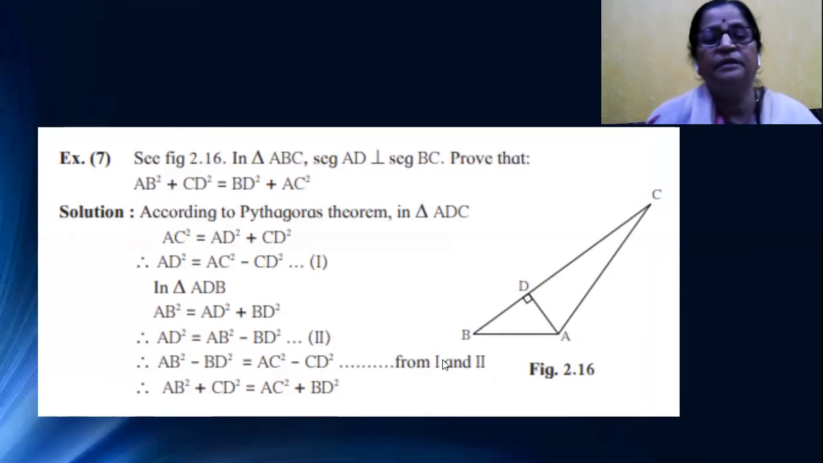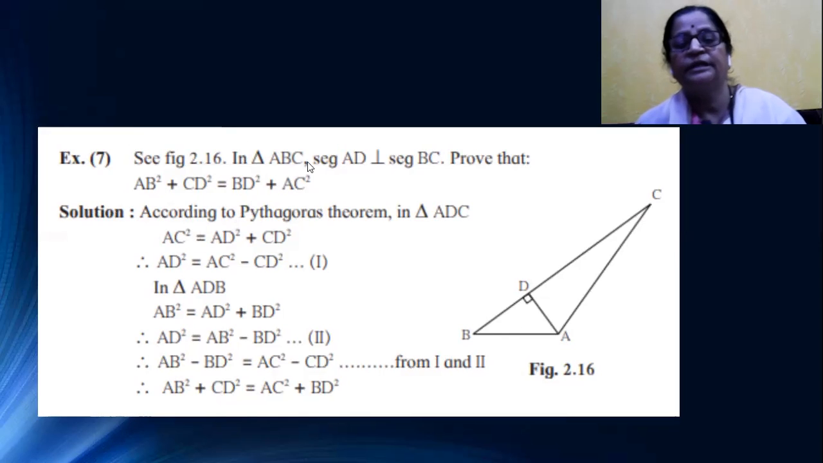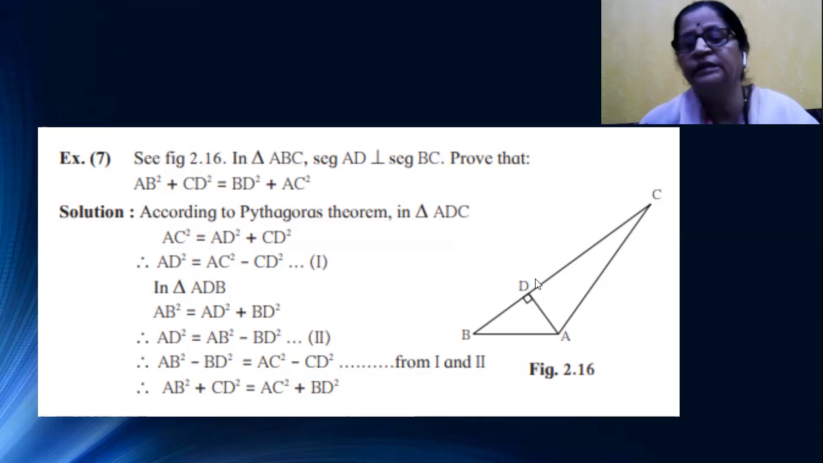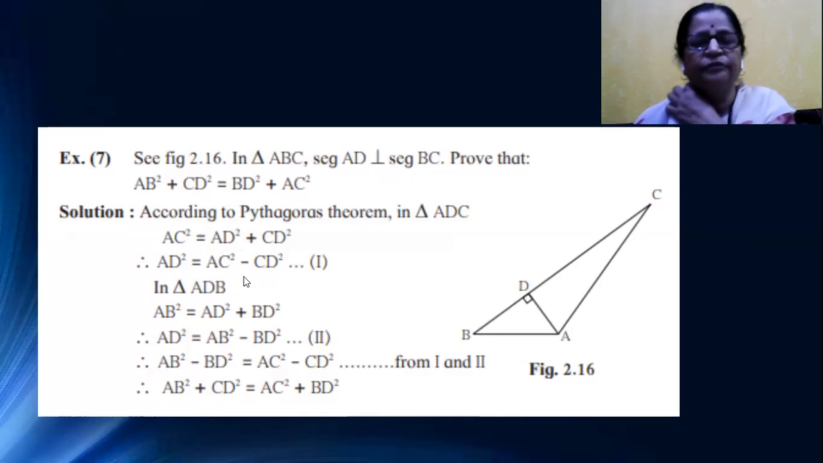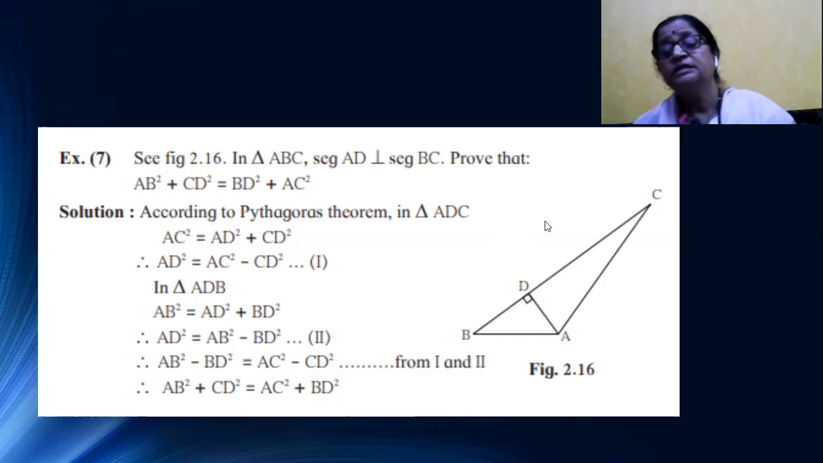In this example, we have to prove that in a triangle ABC, AD is perpendicular to BC. According to the given things, we have to prove that AB square plus BD square is equal to AD square plus AC square. Actually AB square plus AD square is equal to BD square plus AC square. In this, we first take one triangle according to Pythagoras theorem. We are taking ADC triangle.